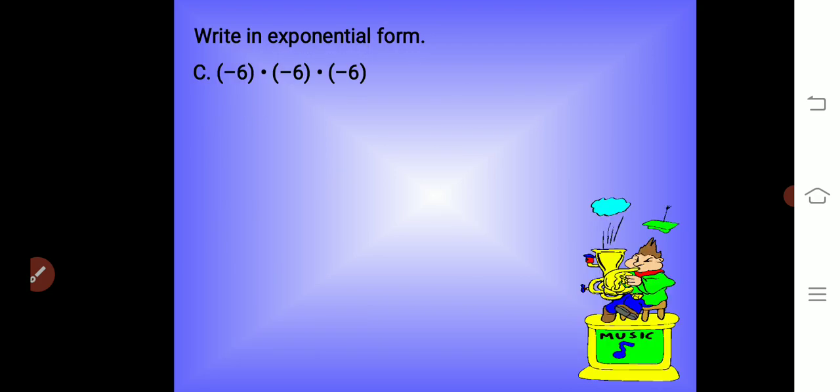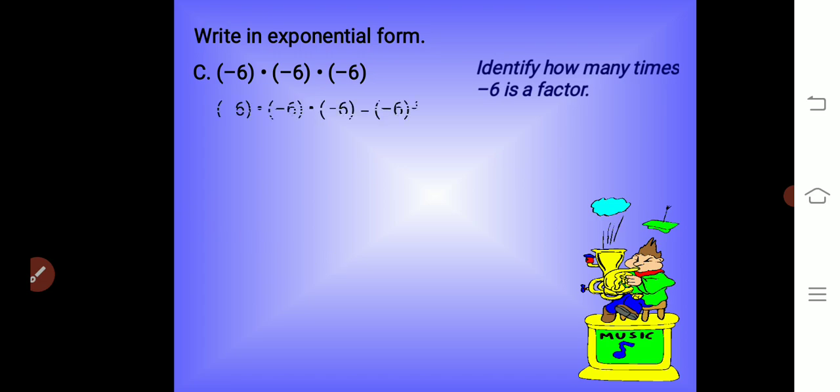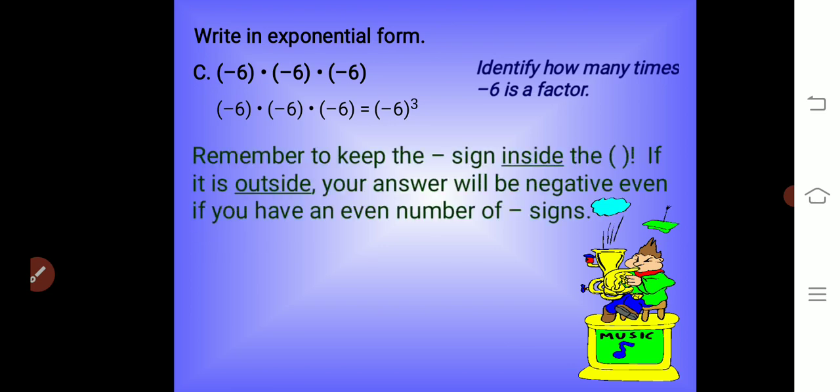So write in exponential form. C, negative 6 times negative 6 times negative 6. Identify how many times negative 6 is a factor. So the answer is negative 6 to the power of 3, or negative 6 cubed.